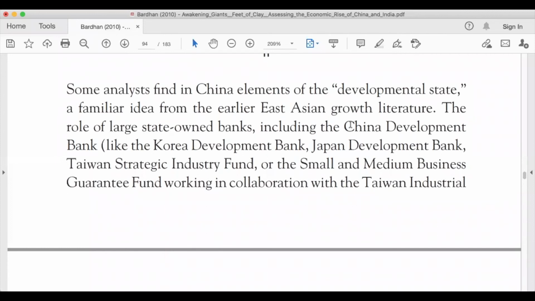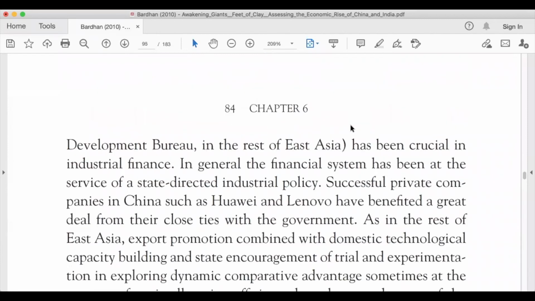Some analysts find in China's elements of the developmental state a familiar idea from the earlier East Asian growth literature. The role of large state-owned banks, including the China Development Bank, like the Korea Development Bank, Japan Development Bank, Taiwan Strategic Industry Fund, or the Small and Medium Business Guarantee Fund, has been crucial in industrial finance. In general, the financial system has been at the service of a state-directed industrial policy.